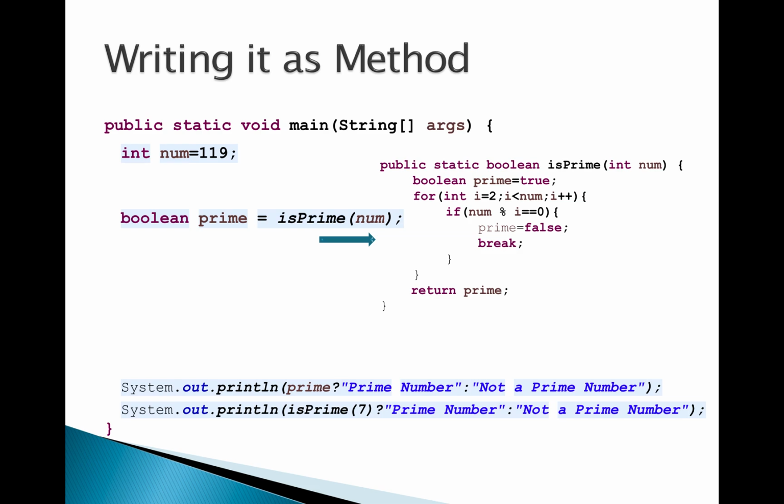So let's see how this method can also be reused. Suppose I wanted to print only the prime numbers here. I don't want to print the non-prime numbers. I don't want to say whether a given number is a prime number or not. Instead, I want to generate the prime numbers. Generating in the sense, if I say, hey, can you give me the prime numbers starting from 1 to 100, right?